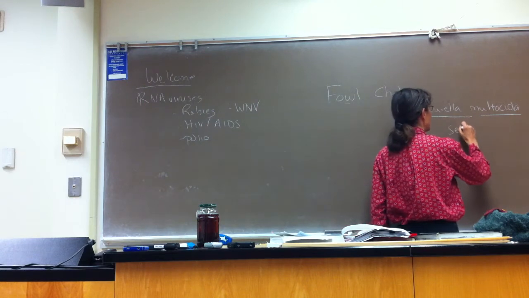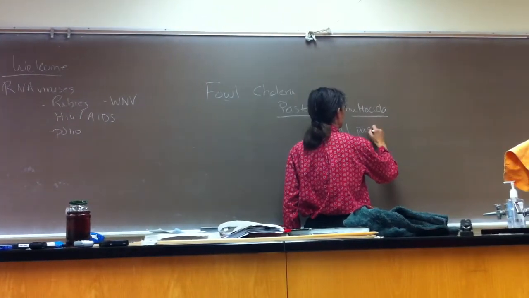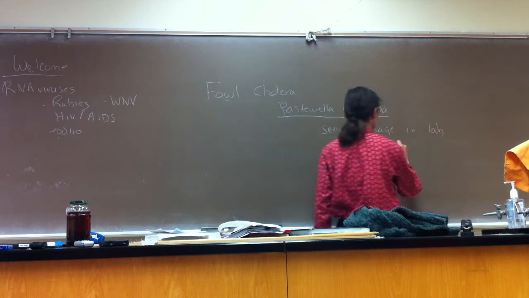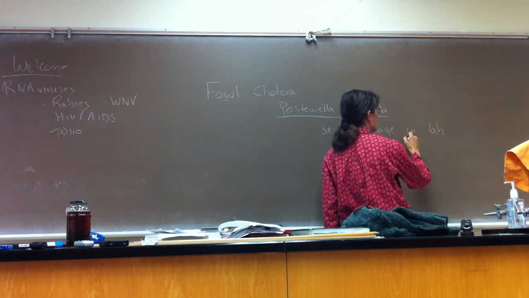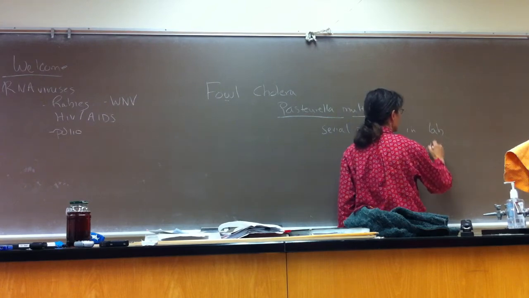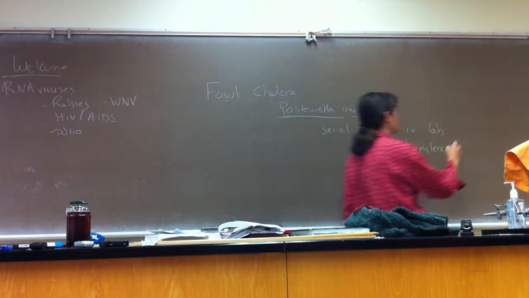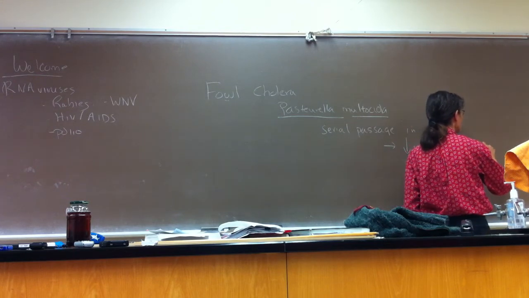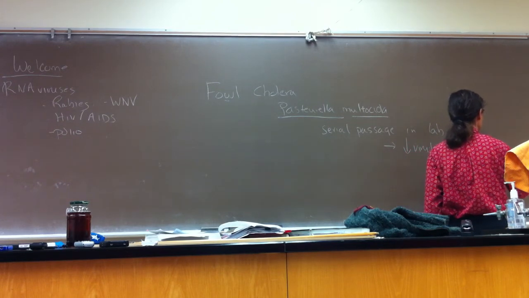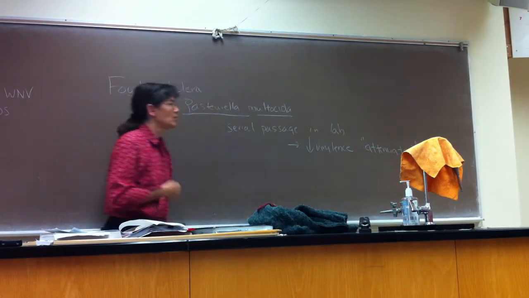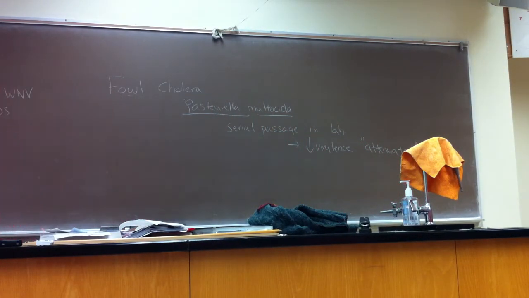So we'll say serial passage in lab, so not growing it in animals. What he discovered is it caused decreased virulence. And whenever we have a pathogen with decreased virulence, we call it attenuated. It's almost like you weakened it. And what he did then was he used this attenuated Pasteurella to inoculate healthy birds.